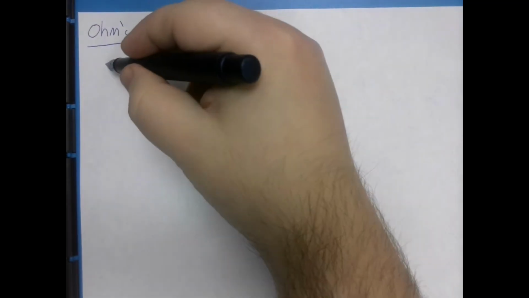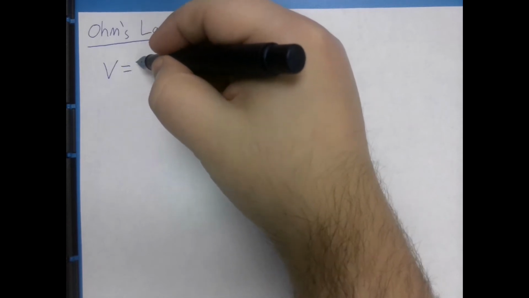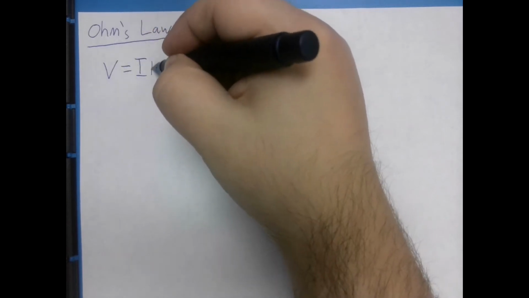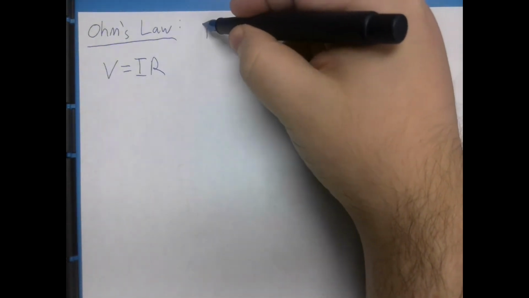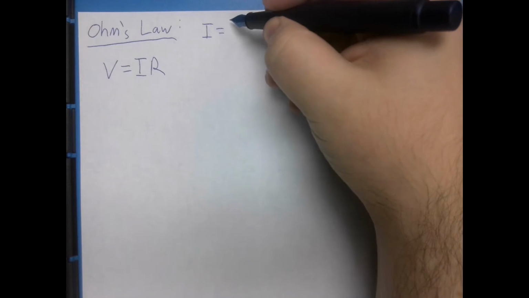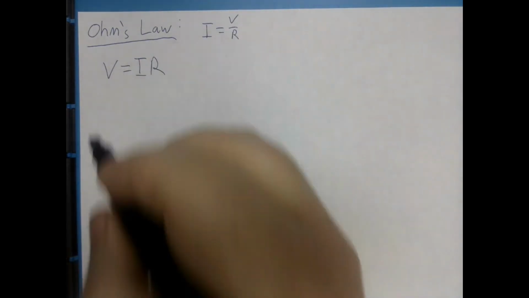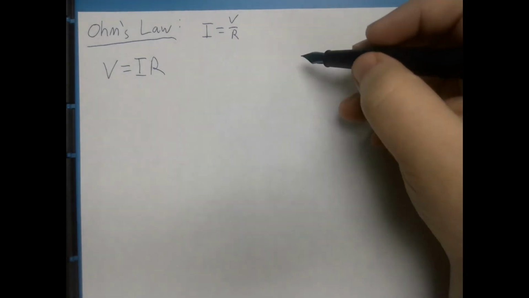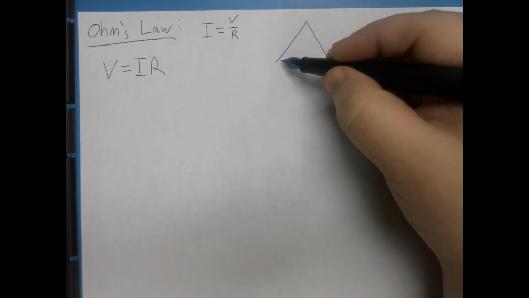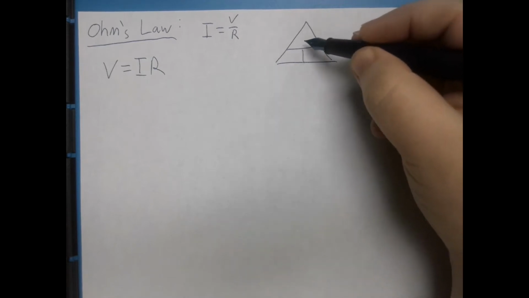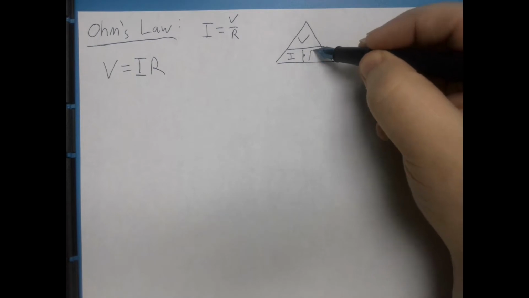So I like remembering Ohm's law as VIR. V equals I R. It's technically written as current is equal to voltage over resistance, but I like remembering it as voltage equals I times R. So voltage is equal to current times resistance.